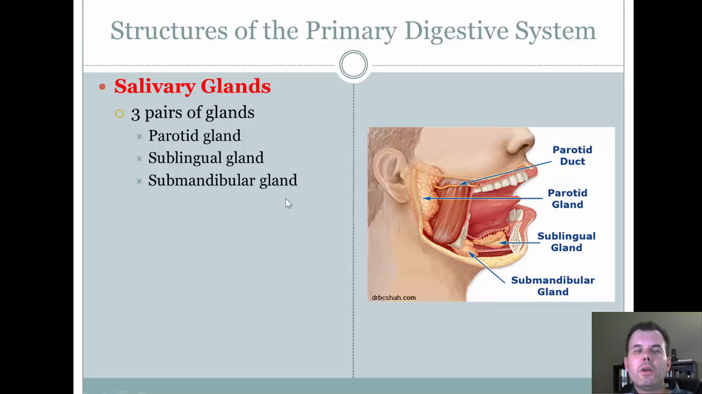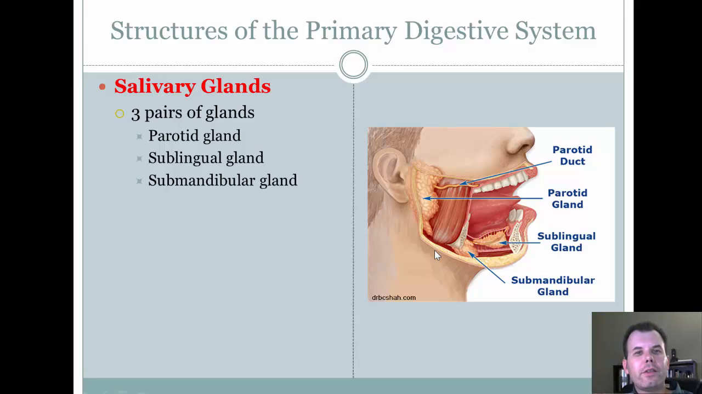Okay, now another important structure of the mouth are the salivary glands. The salivary glands are made up of three pairs of glands. You have the parotid gland, which sits in the back of the jaw, and that has a little duct that releases saliva into the roof of your mouth. You have the submandibular gland, which sits under your lower jaw, and you can sometimes feel that. And then you have the sublingual gland, which sits under the tongue.